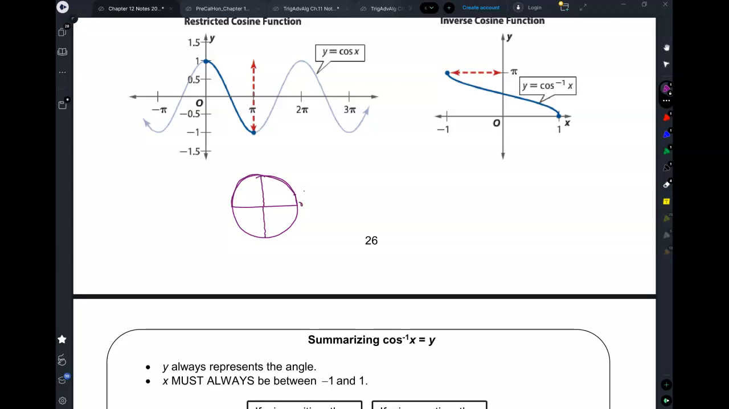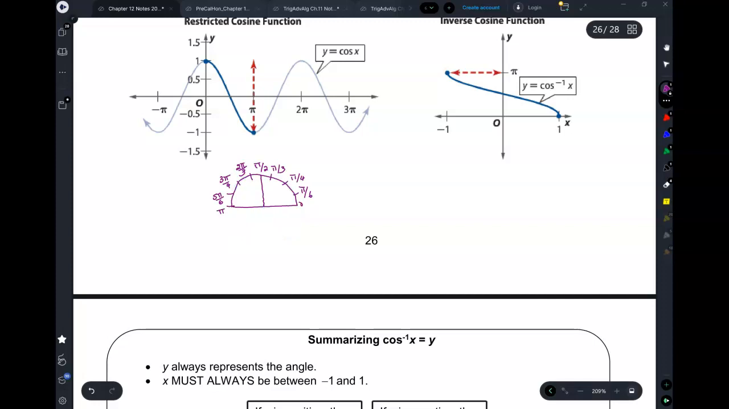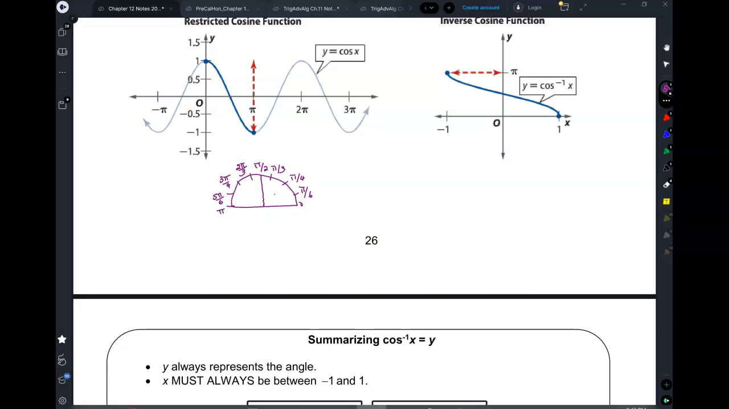Okay, so 0, pi over 6, pi over 4, pi over 3, pi over 2. And then what's the next angle over? 2 pi over 3. Next one? 3 pi over 4. And then 5 pi over 6. And pi. How many total angles? 9. The rest of this doesn't matter. Those are the only angles that exist in this world.